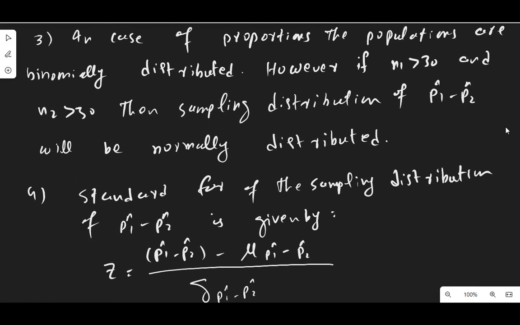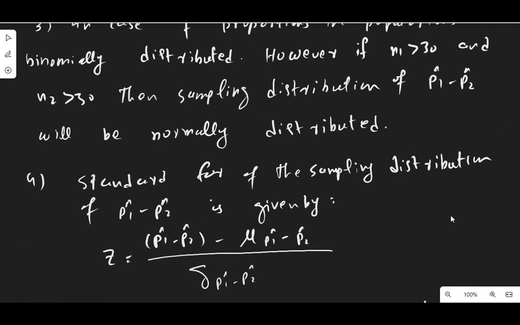And the last property is the standard form of the sampling distribution for the difference between two sample proportions, given by the difference between sample proportions minus the mean of the sampling distribution of the difference between proportions, divided by its standard deviation. Using this formula, you can standardize any difference of sample proportions and quite easily find the desired probabilities. So all these are the properties of the sampling distribution for the difference between two sample proportions.